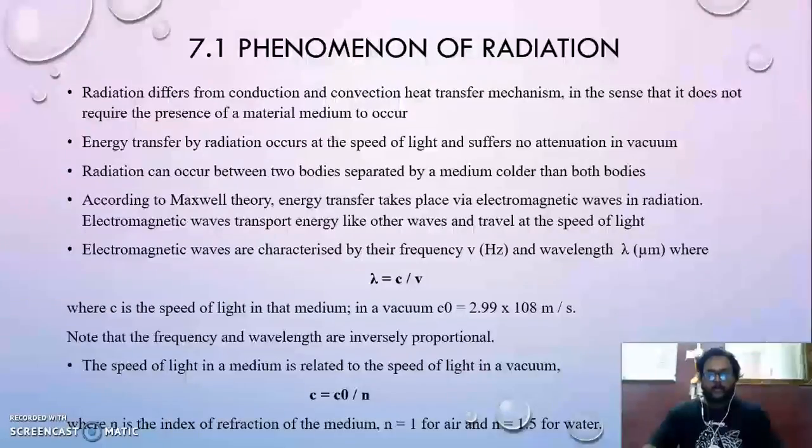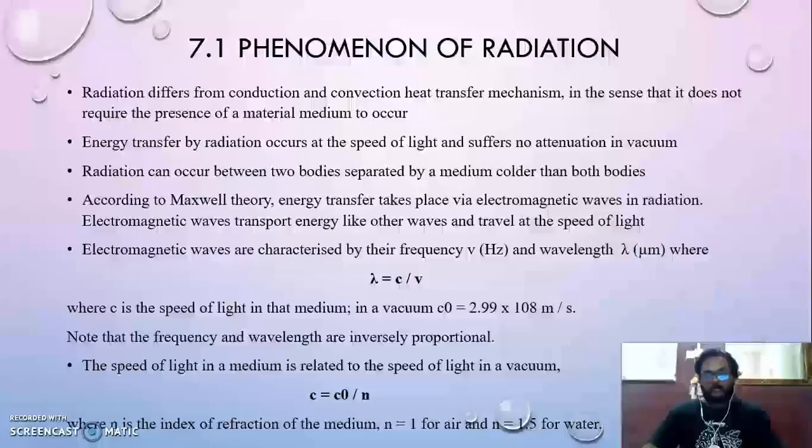C is the speed of light, where the speed of light in vacuum is calculated as 2.99 times 10 to the power of 8 meters per second. Here we note that the frequency and wavelength are inversely proportional. Then the speed of light in a medium is related to the speed of light in vacuum. So we see here, C is equal to C0 over n, where n is the index of refraction of the medium.